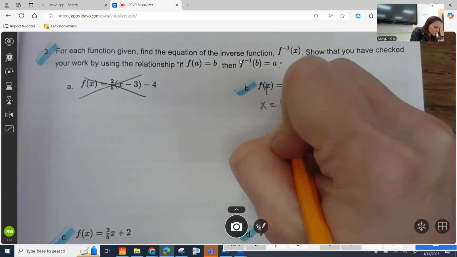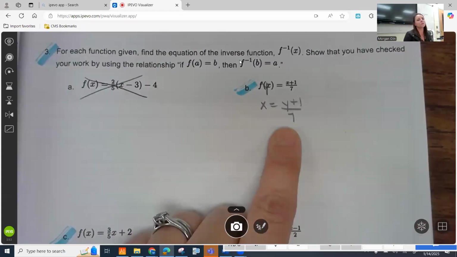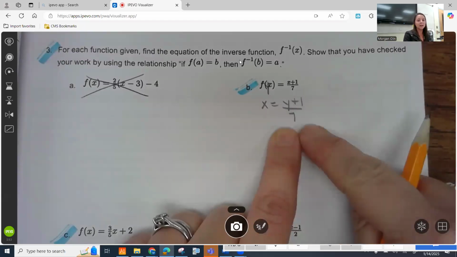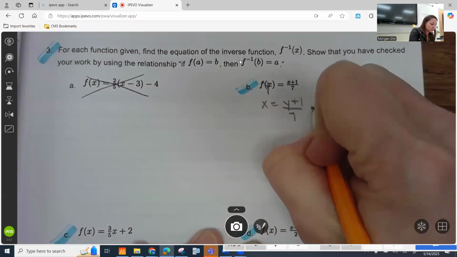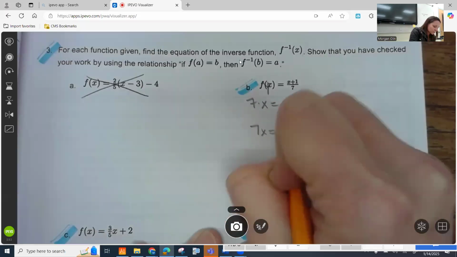All right. Again, that's Y. So X equals Y plus 1 over 7. Now, we haven't come across this right here. How do we solve this? Well, think about opposite. This is divided. Everything's divided by 7. All right. So what's the opposite of division? Multiplication. So 7x equals Y plus 1.